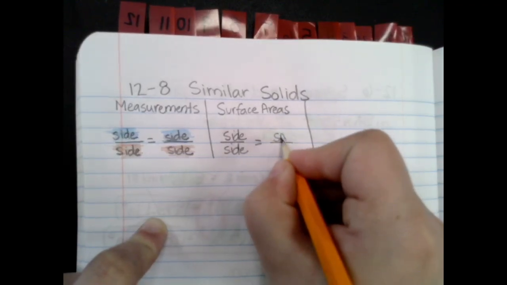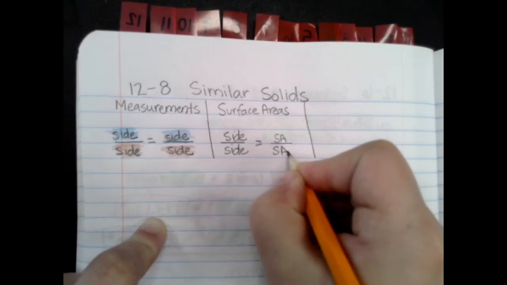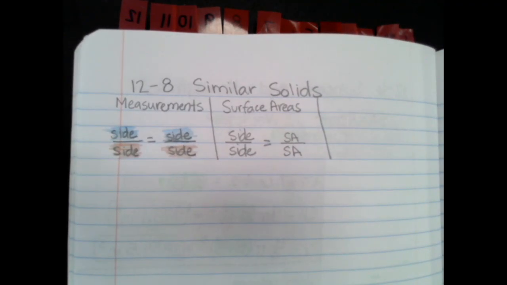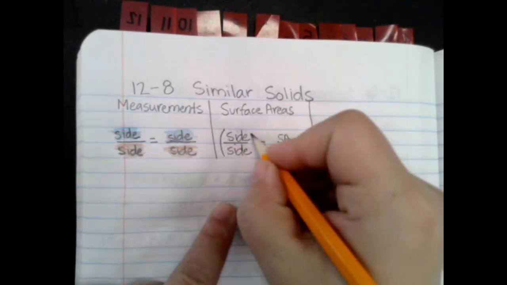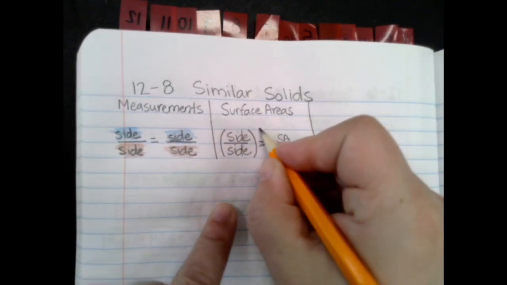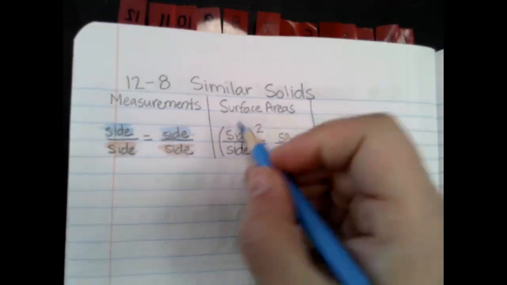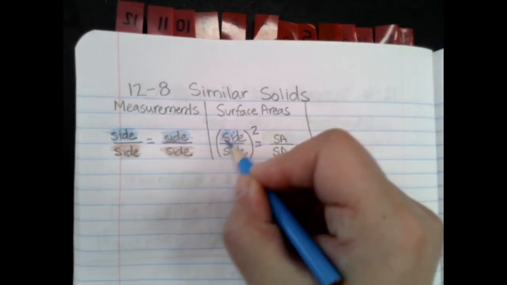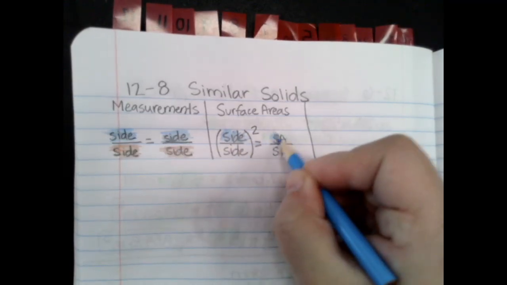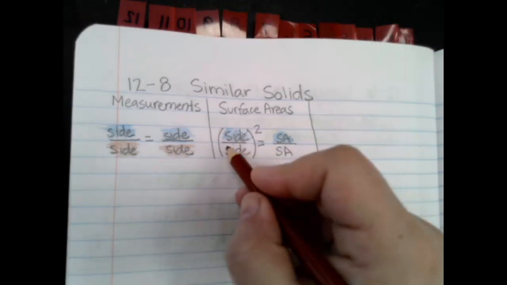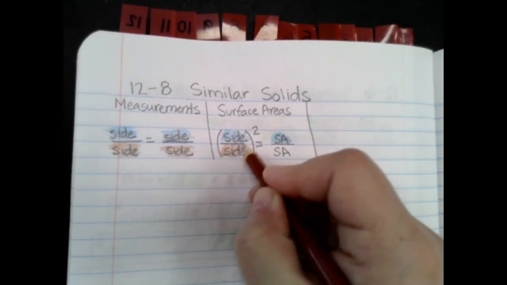Okay, and then we have surface area and surface area. But as we look at this with our sides to our surface area, it's not just straight across like that. What we have to do with our sides is we have to take it to the parentheses, we have to take the whole thing, and then to the power of 2, because it's area. Okay, but again, we're matching this up side to side, or across from each other. So this top side goes with this top surface area. This bottom side goes with the bottom surface area.